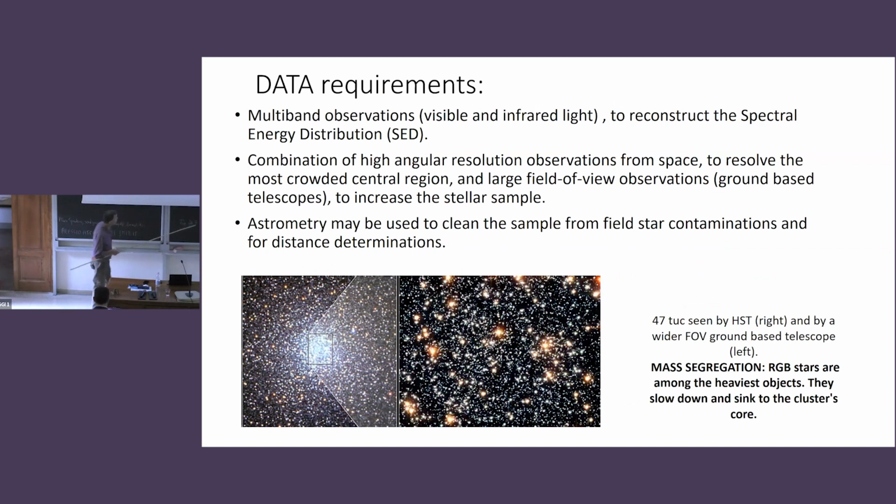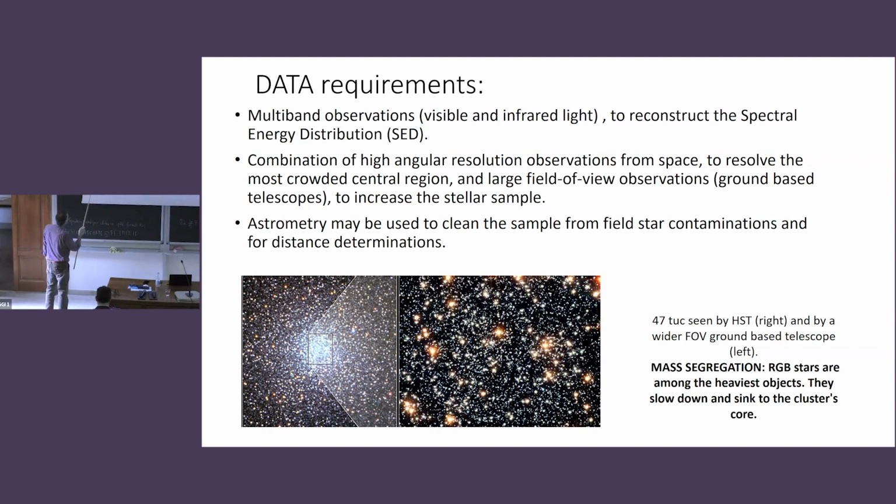Okay, so what we need to carry on this kind of study, this constraint, from the observational point of view, is the requirement of astronomical data. We need multi-band observations. This is important because what we compare is the bolometric magnitude, so the luminosity integrated over the full electromagnetic spectrum. So we need to observe in different photometric bands and collect this multi-band observation in order to reconstruct the spectral energy distributions.